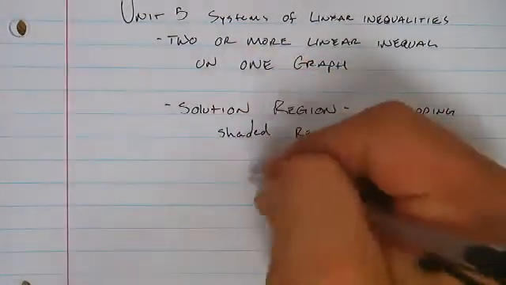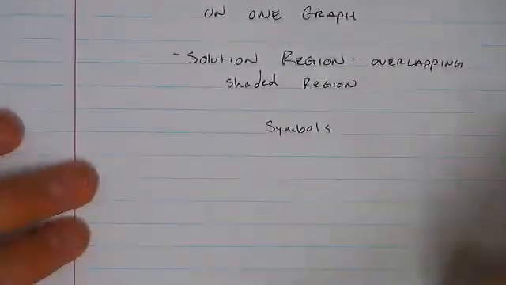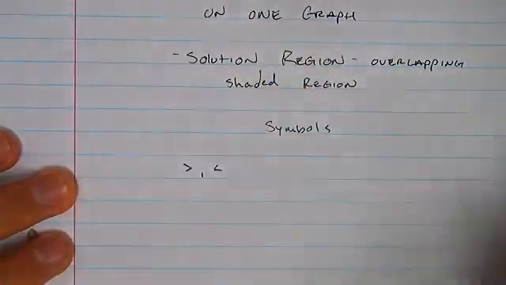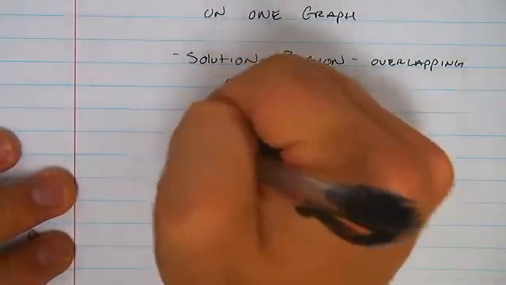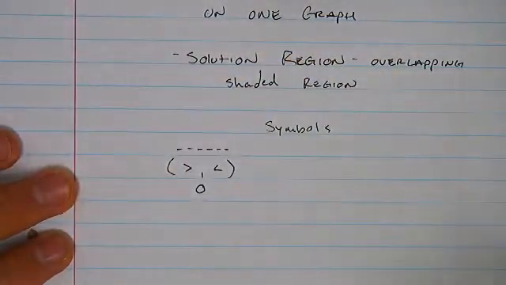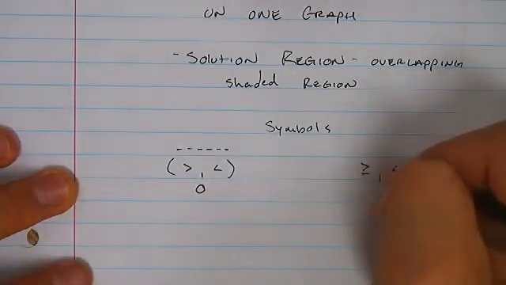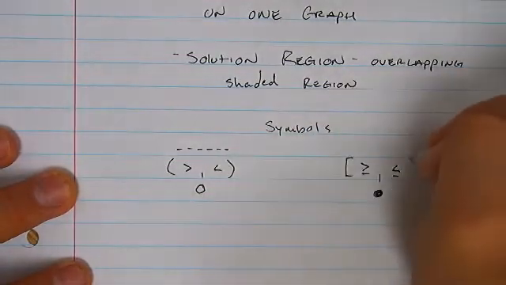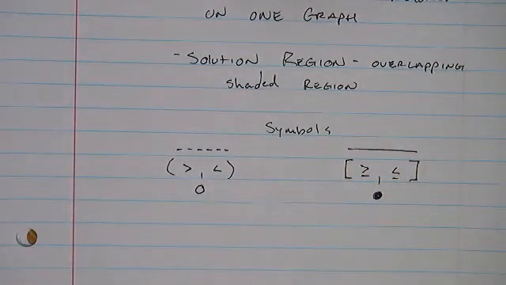But to review, we have our symbols. We have our symbol guys, and we need to make sure those guys stay consistent. So over here, we have the greater than or less than guy. He is open circle, parentheses, and he's got a dashed hairline there. We've got the greater than or equal to or less than or equal to. He's got a closed circle, and he's got our brackets for interval notation, and then he's got a solid hairline. Okay. So those are our symbols.